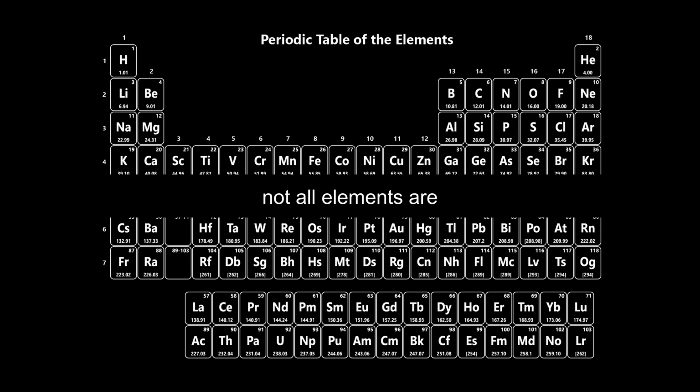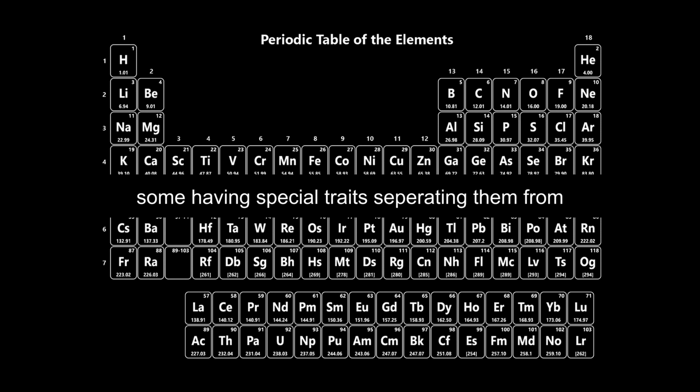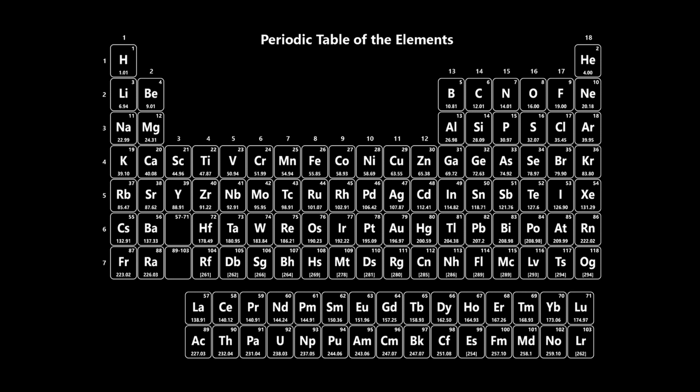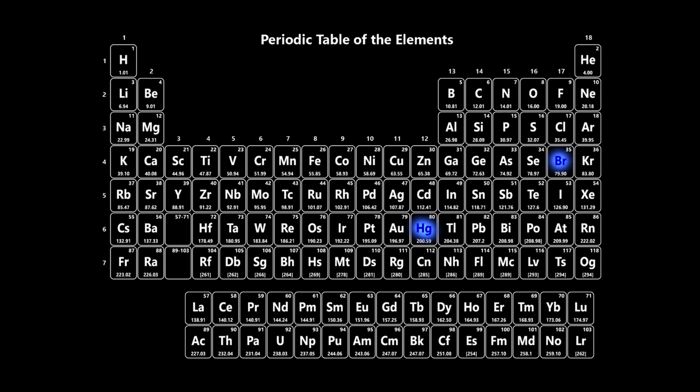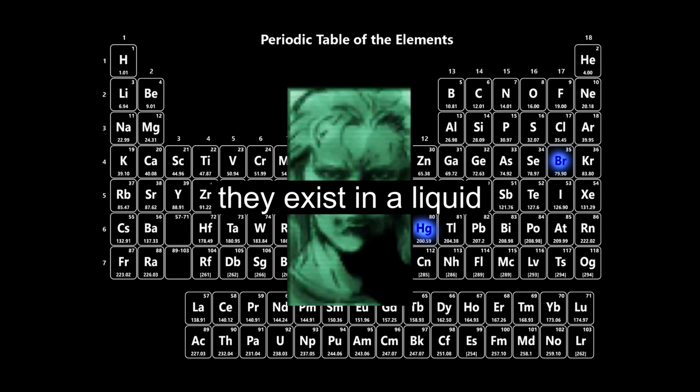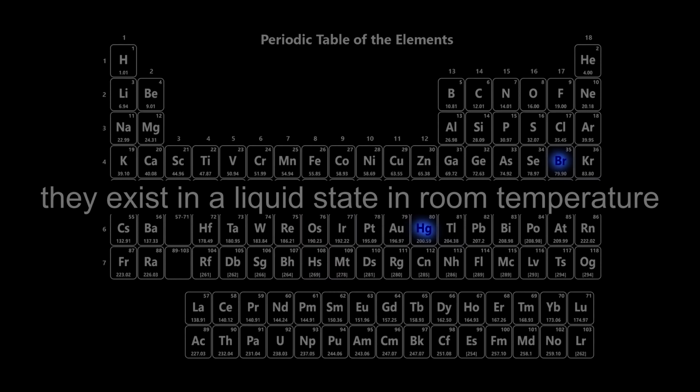Not all elements are created equal, however, some having special traits separating them from the rest. For example, the elements bromine, chlorine, nitrogen, hydrogen, oxygen, and fluorine are diatomic, meaning that they only exist naturally in pairs with each other. The elements bromine and mercury, Br and Hg, are special because they exist in a liquid state at room temperature.